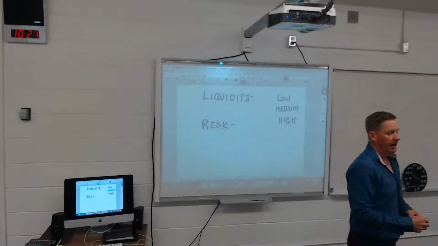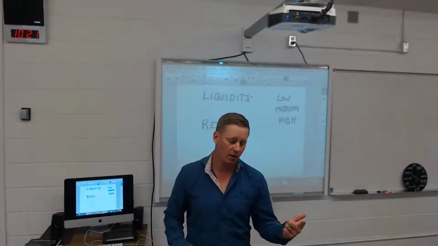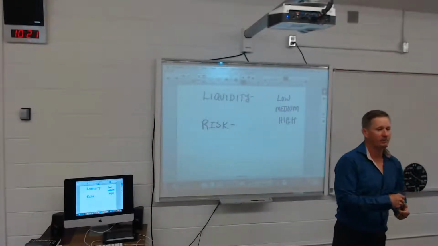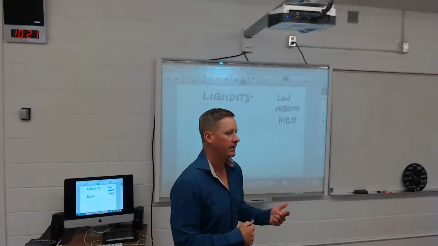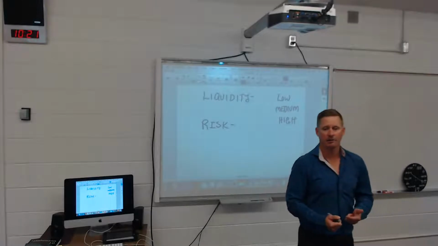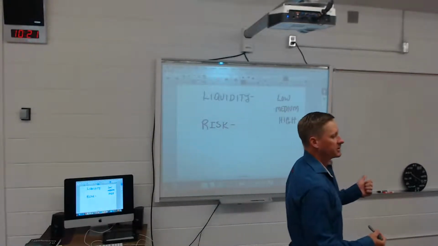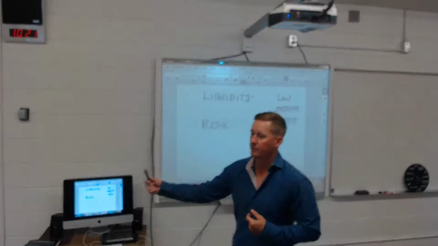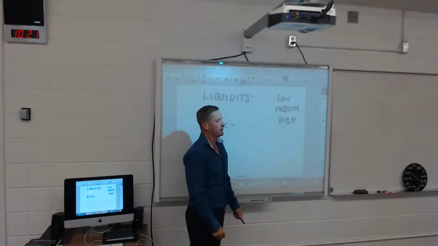Now, something like a guaranteed investment certificate or a Canada savings bond does not have very high liquidity because they have terms on them. Anything that has a term becomes very low liquidity, meaning you can't necessarily cash it out until the end of the term. A government issued investment certificate or a Canada savings bond generally has a term tied to it, so it's not easy to turn into cash. So they would be what we call low liquidity.